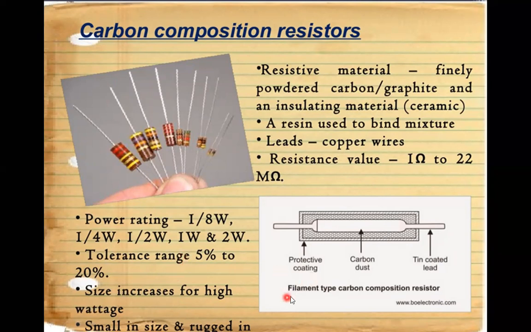So you can see the filament type carbon composition resistor. This is a protective coating. This is the carbon dust, and this is a tin coated lead.